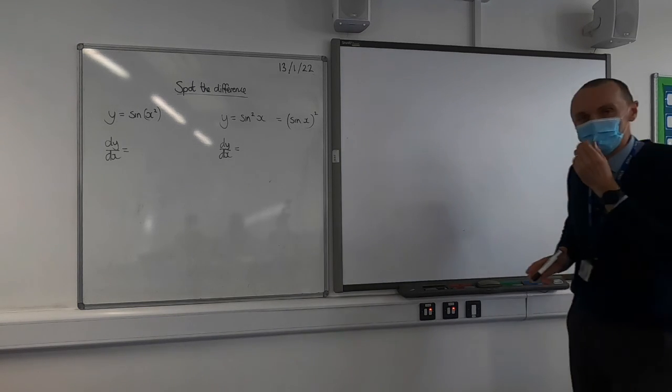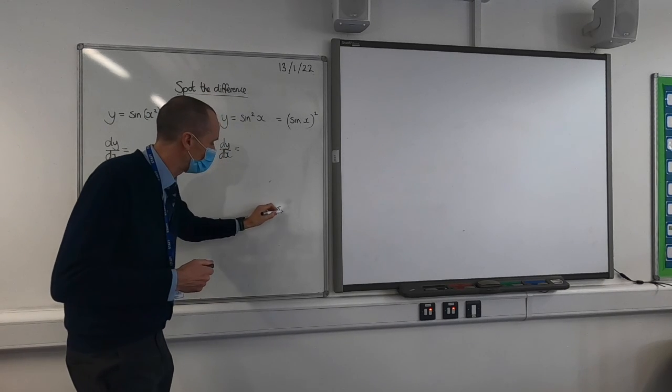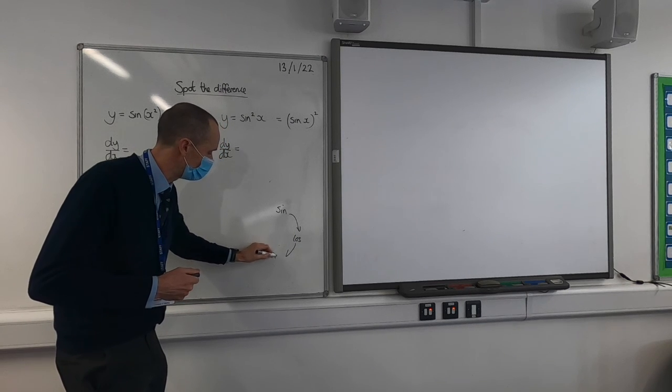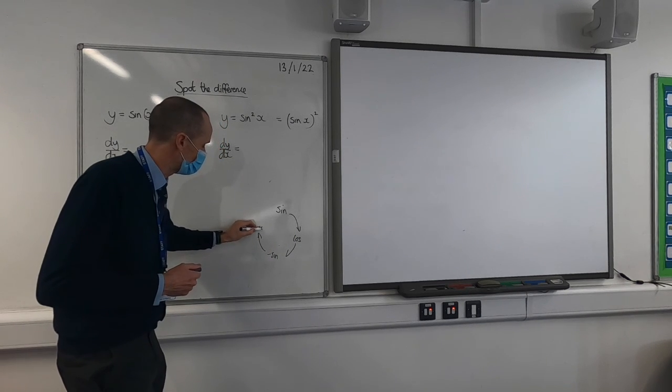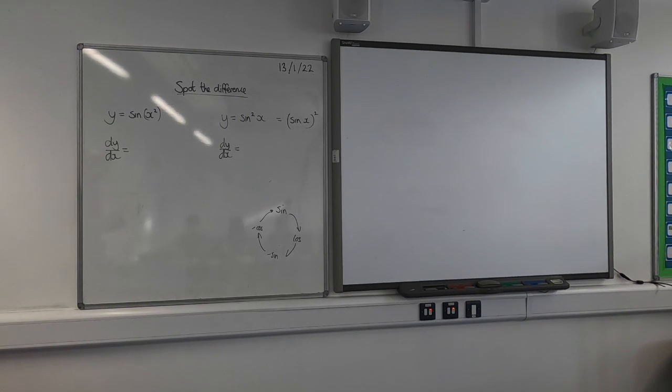And that affects how I differentiate it. So firstly, a reminder about what happens when you differentiate sine. Sine becomes cos, cos becomes minus sine, minus sine becomes minus cos, and minus cos becomes sine. You get that lovely little circle.